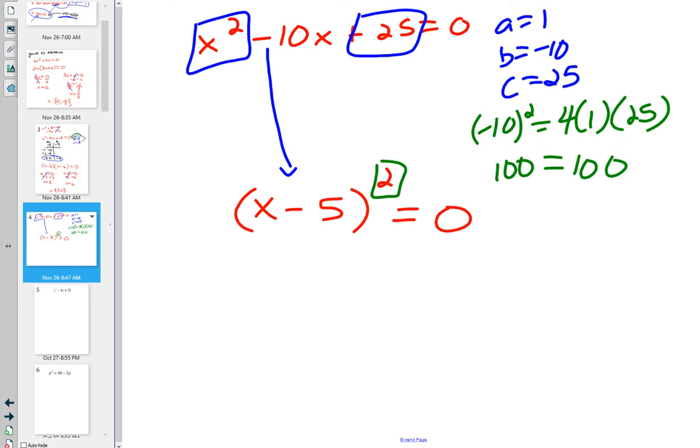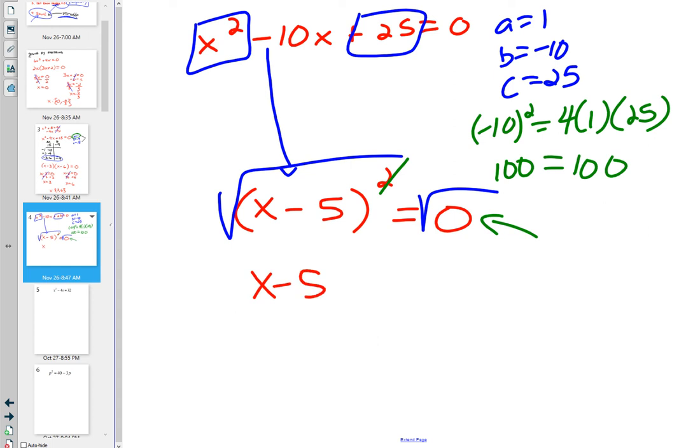If you're not sure why, a square root cancels a square. Just so that you know, next week you're going to learn some extra rules that apply when you take a square root, but when you take a square root of zero, you can really ignore those rules, so it's not a big deal. The square cancels out, so you just get x minus 5 equals 0. Plus 5, plus 5.